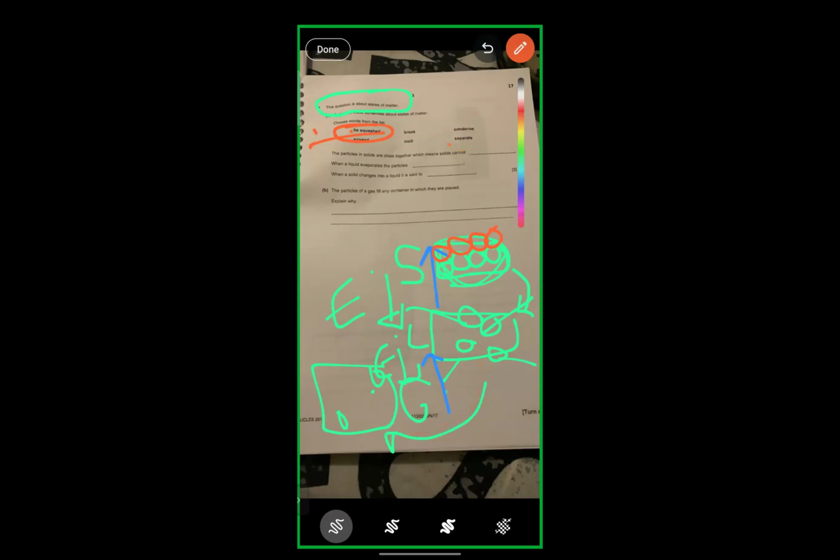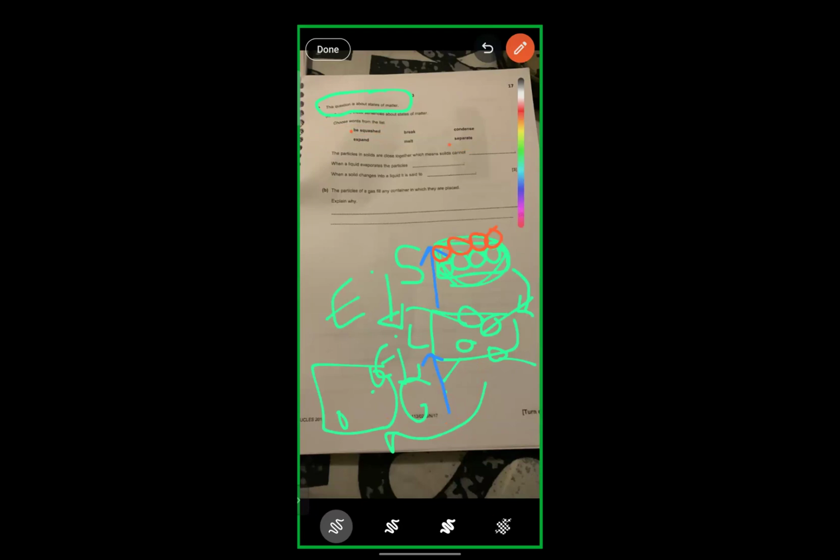Okay. Let's continue. When a solid changes to a liquid, that's melting. Alhamdulillah, yes, it's melting. Go to question B. The particles of a gas fill any container in which they are placed.